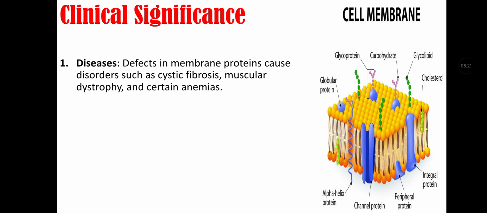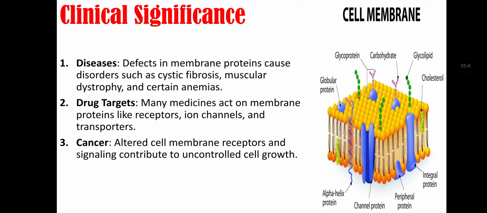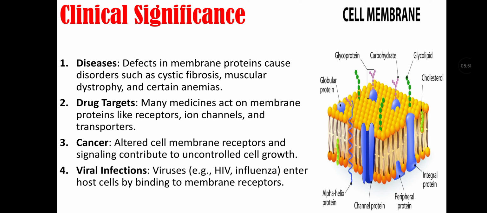Clinical significance of cell membrane. First is diseases, as defects in membrane proteins can cause disorders such as cystic fibrosis, muscular dystrophy, and certain anemias. They may be drug targets, as many medicines act on membrane proteins like receptors, ion channels, and transporters. Third clinical significance is cancer, as altered cell membrane receptors and signaling contribute to uncontrolled cell growth that can lead to cancer. Fourth is viral infection, as viruses like HIV or influenza enter host cells by binding to membrane receptors.